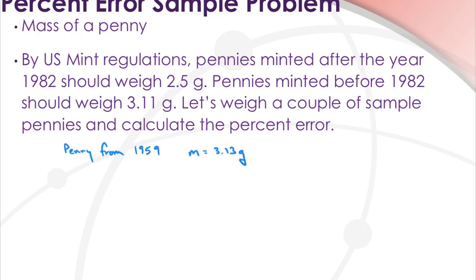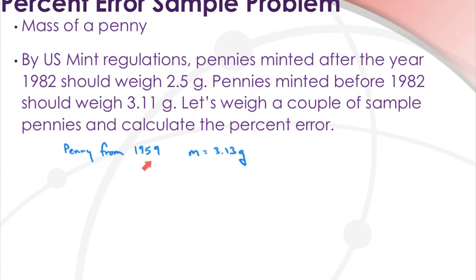If you recall, in 1982, the U.S. Mint realized that if we keep minting pennies out of solid copper, we're going to lose a lot of money. So they switched it to being a zinc center with a copper shell around the outside of it. They basically just coated it in copper. So the old pennies weigh more. They weigh 3.11 grams. The new ones weigh 2.5 grams. If you pick up two different ones, you can actually tell the difference.